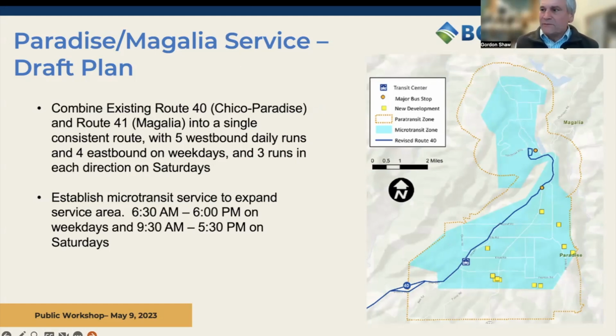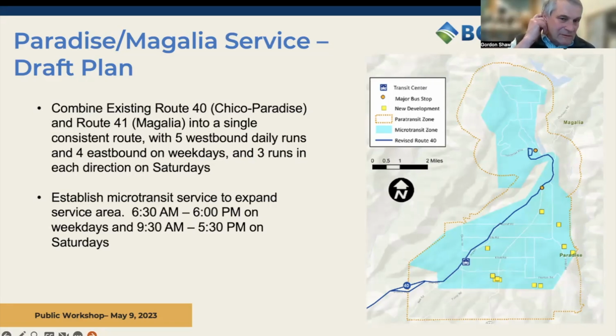This one does have a degree of trade-off, because right now there are 9 runs in one direction between the two routes and 5 in the other, at least to Paradise, and then basically 5 up to Magalia. To be able to afford the microtransit, we need to reduce the number of runs. So you can see that we're proposing 5 westbound daily runs and 4 eastbound. Those are timed so that they meet the key commute times, as well as some midday runs.